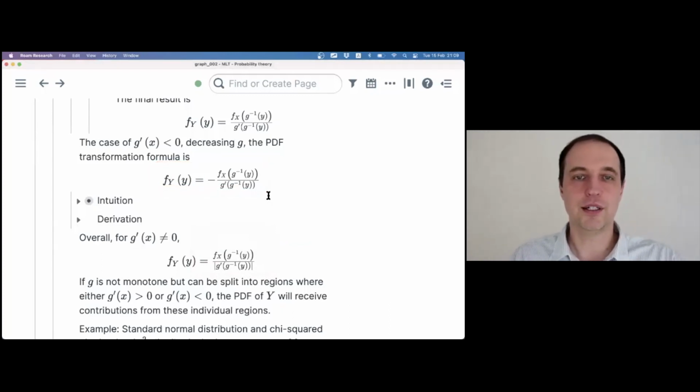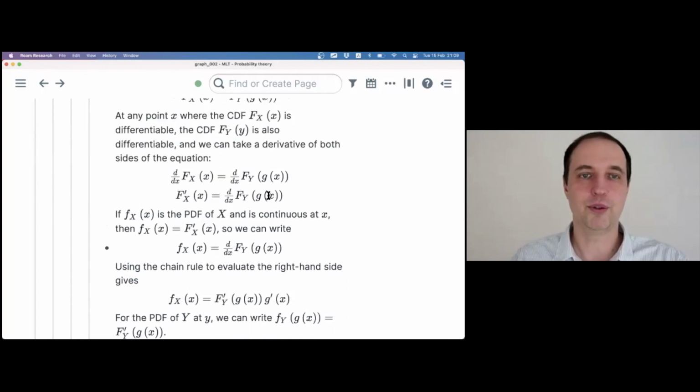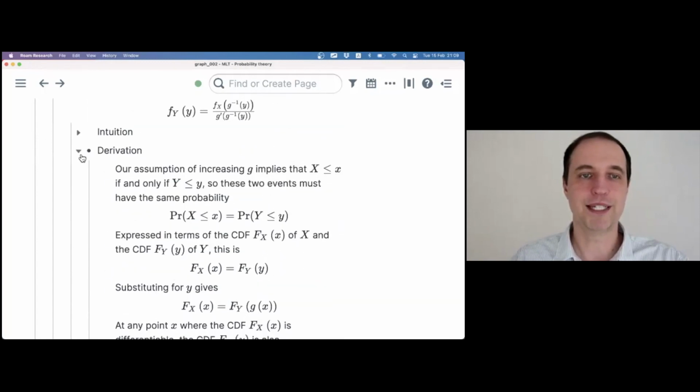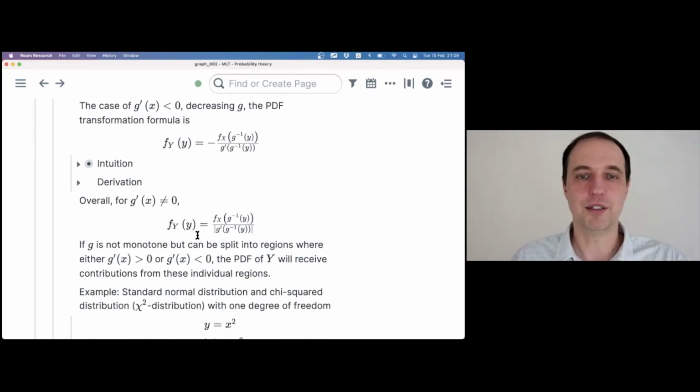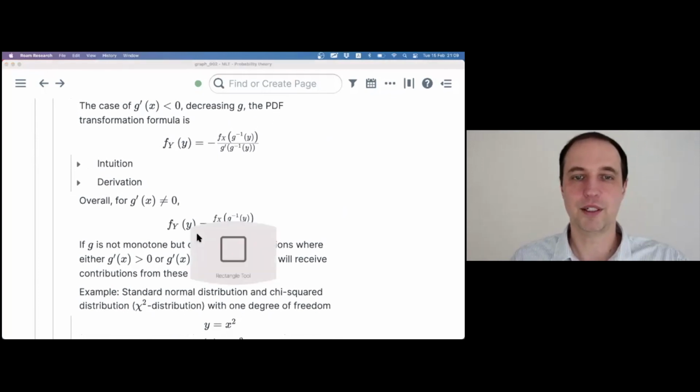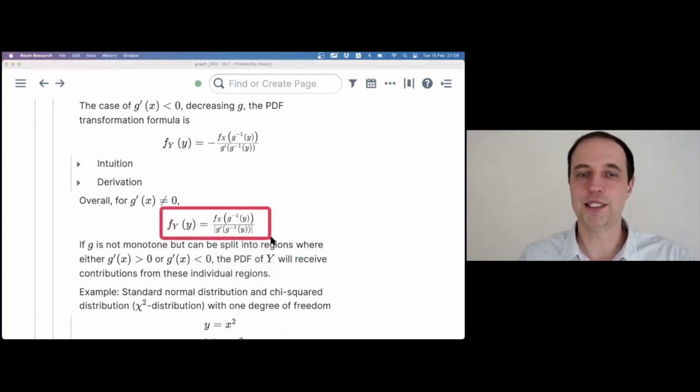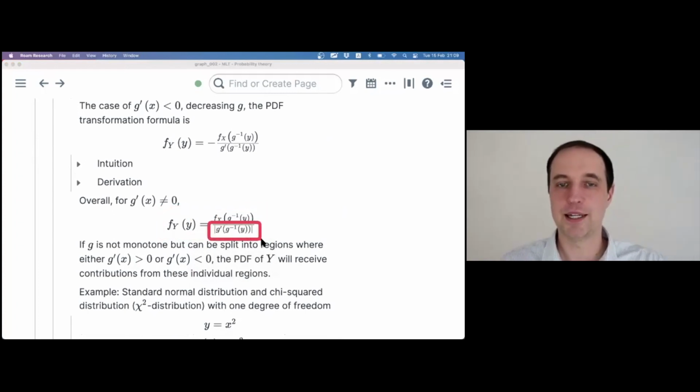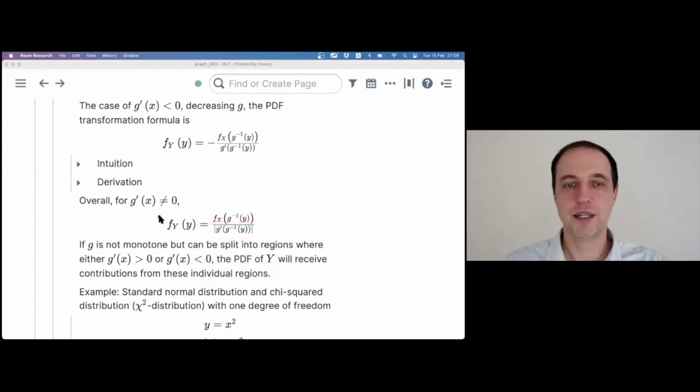And the two results that we have here, one for g prime positive, one for g prime negative, can be summarized by a formula like this that contains an absolute value in the denominator. So the PDF of y is proportional to the PDF of x at the corresponding point, but we also have this denominator that's responsible for the compression or dilution.